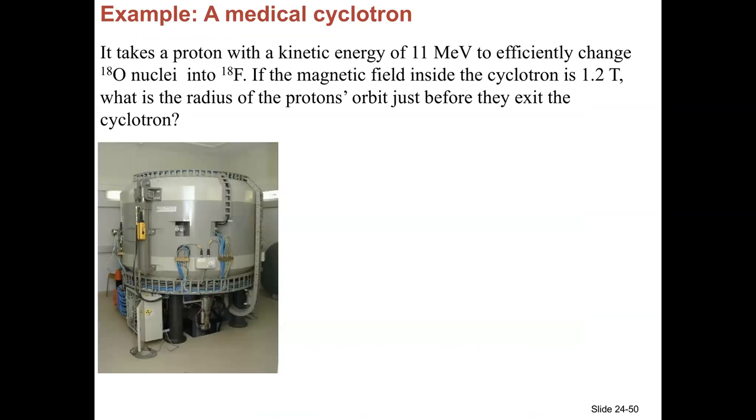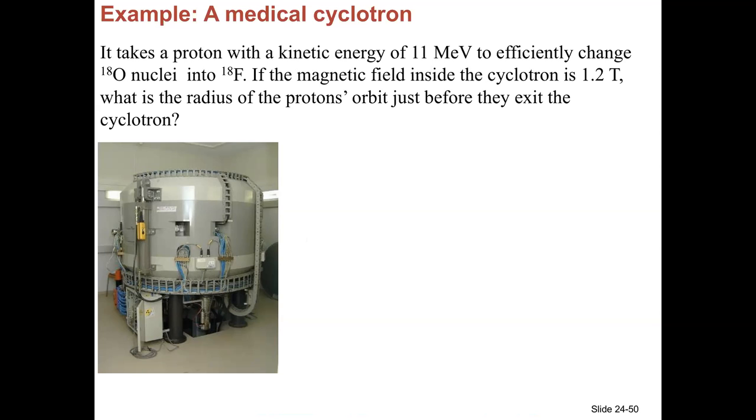All right, so our example quantitative problem today relates to one of these devices. Here, we're given a few different numbers, and I'm going to convert some of them for you. We're given a magnetic field and a kinetic energy, which I'm going to convert to a velocity. It's given in some weird units here, but they're the units people tend to use in these devices.